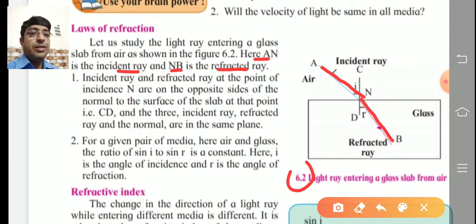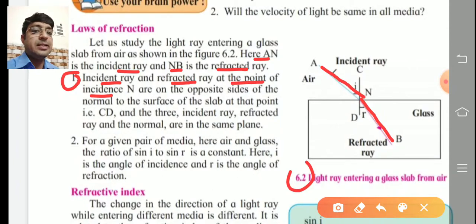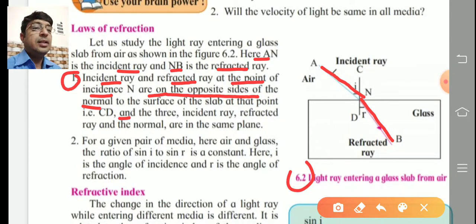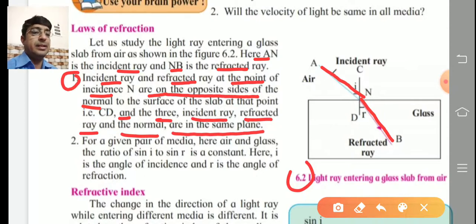State laws of refraction. So you write down the 2 points. What is the first point? Incident ray and refracted ray at the point of incidence, that is N, are on opposite sides of the normal, and, means what? Incident ray, refracted ray and the normal are in the same plane. This is the first point that you write in the law.